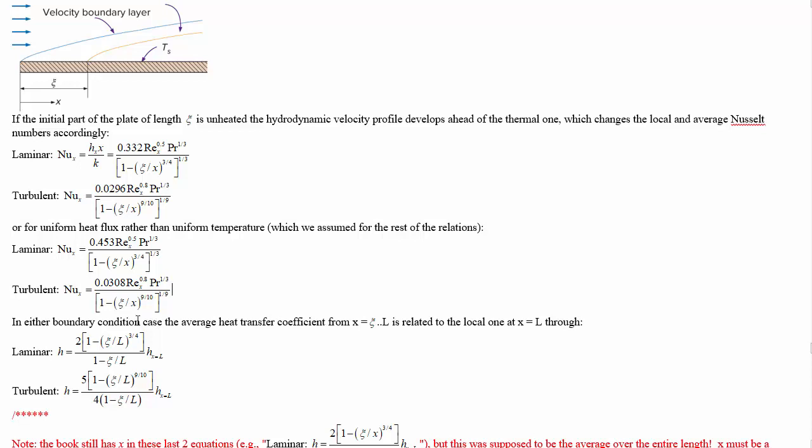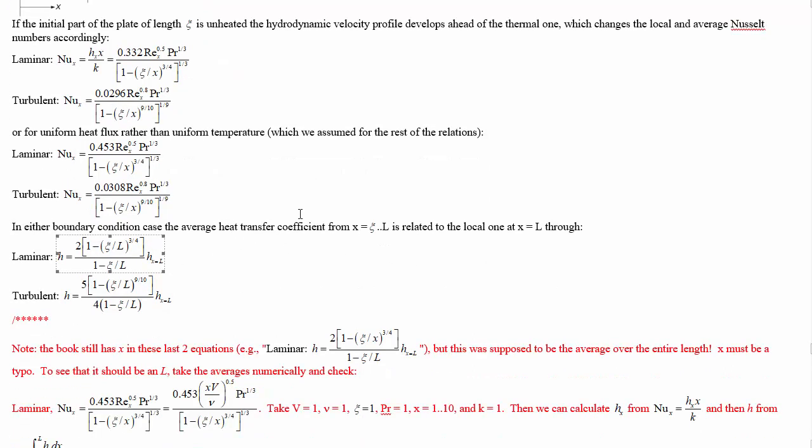In either boundary condition case, the average heat transfer coefficient is related to the one at L through this set of formulas. So these ones, you'll notice, don't use the Reynolds number or the Prandtl number, but they are based on what the convection coefficient is at x equals L. So first you find the convection coefficient at the L that you want using one of the appropriate ones depending on your boundary conditions and your flow regime, and then you substitute into one of these formulas to translate that into the average convection coefficient.